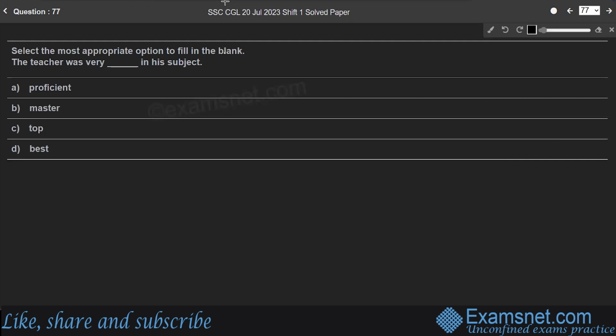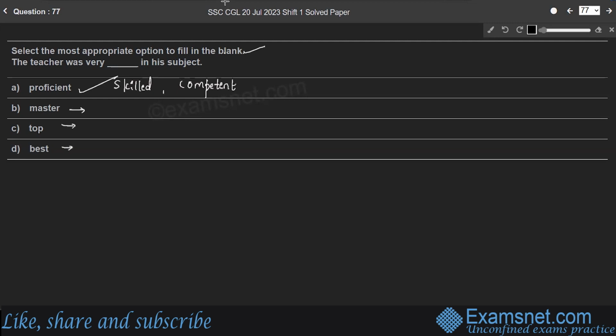Question 77. Select the most appropriate option to fill in the blank. The teacher was very dash in his subject. Out of the 4 options, the teacher was very proficient. Here proficient means skilled in doing or using something, or competent in doing or using something. For example, the singer was also proficient in music keyboard skills. So for the given question, A is the right answer.